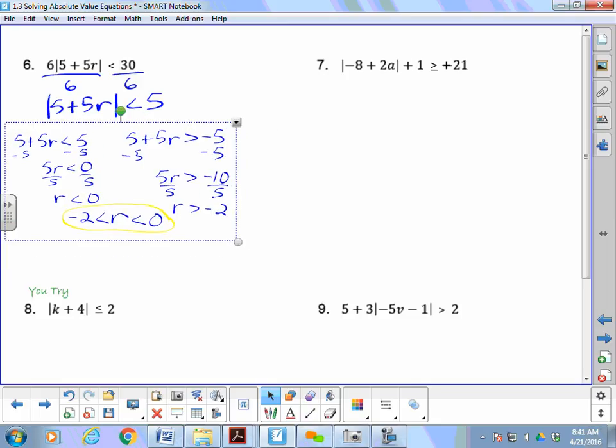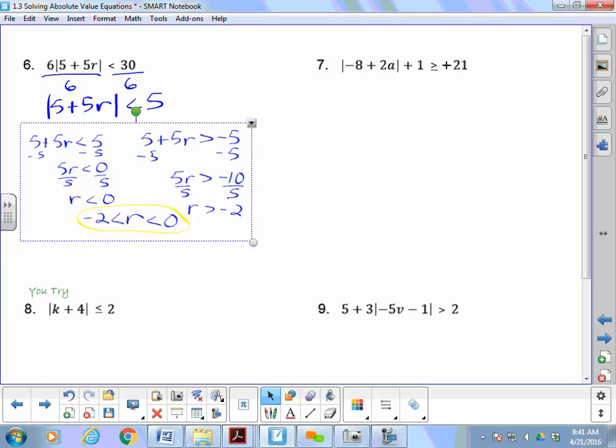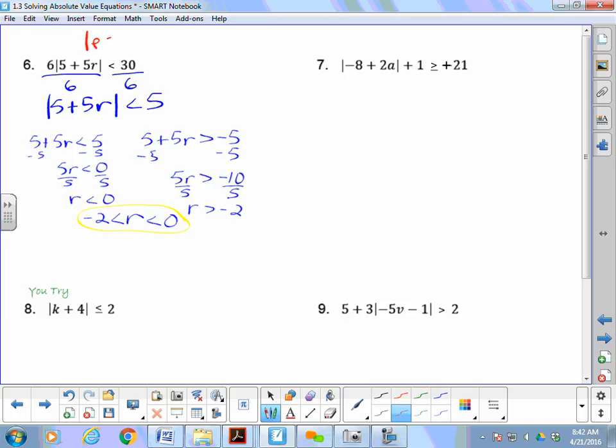All right? So when you're done, you have to write it as a compound inequality like this. All right? Because it is less than. Okay, number 7. Number 7 says greater than or equal to. So that means that when I'm done, I'm going to have A is greater than this number or A is less than this number.